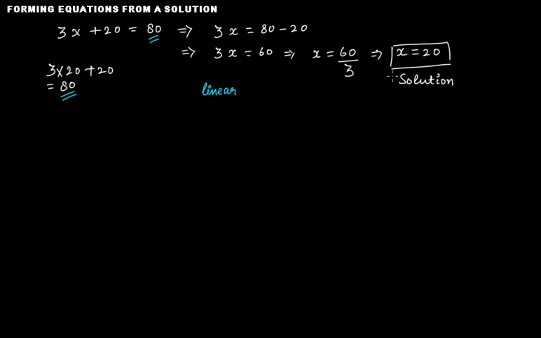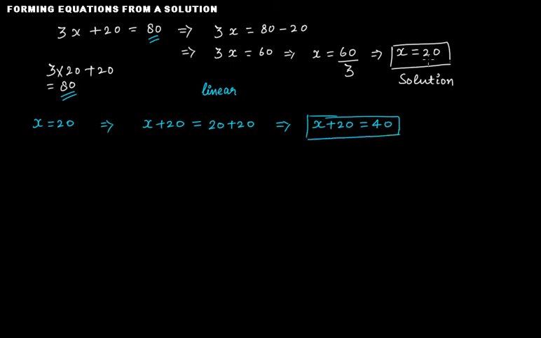Now for an equation, you have only one solution, but from this solution you can make n number of equations, and let me show you how. So if this is x = 20, if I add 20 to both the sides, so x + 20, and in order to maintain the equality, you'll do 20 + 20. Now this equation has become x + 20 = 40. So this is another equation for this solution.